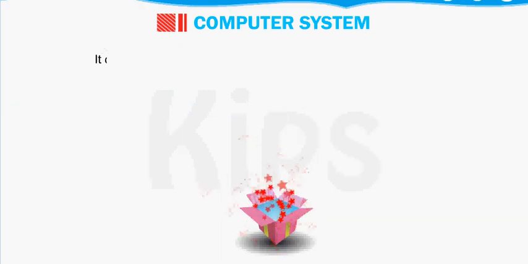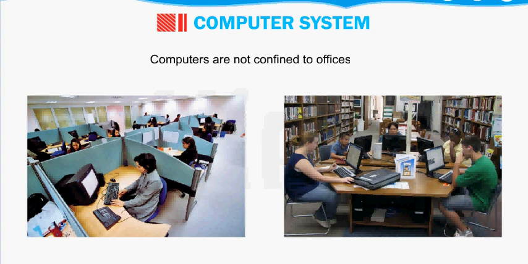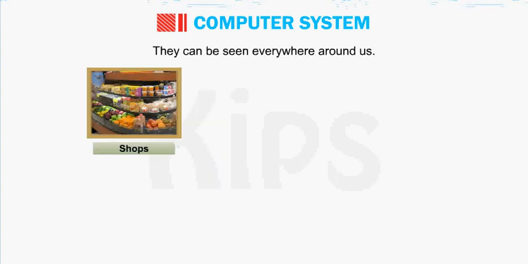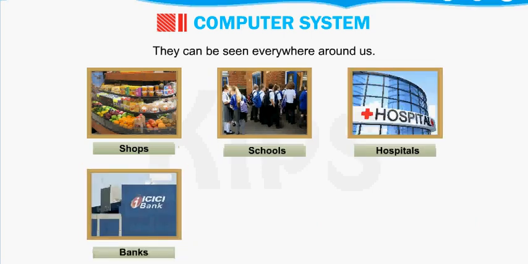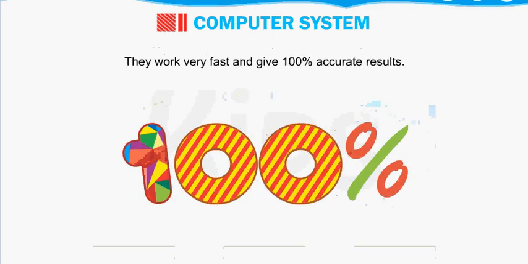A computer is an electronic machine that works on electricity. We can compare it to a magic box that can do a variety of jobs. Now computers are not confined to offices only. They can be seen everywhere around us, like in shops, schools, hospitals, banks, airports, railway stations. A computer works very fast and gives us 100% accurate results.